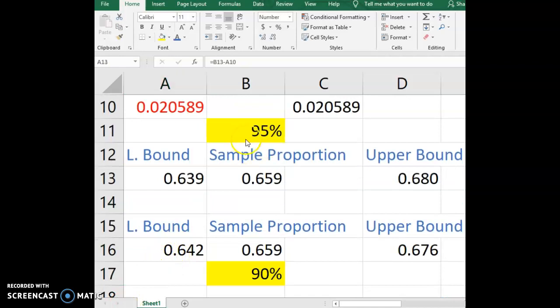So now if we want to compare these two confidence intervals to each other, we notice the 95% confidence interval is wider. It has a larger upper bound and a lower bound, so it has a wider range of numbers. And that should make sense. The way we are more confident that our interval actually does contain the population proportion is by including more numbers in the interval. We have a wider range of possible values, so we're more likely that the actual population proportion does lie somewhere within this range of numbers, so we can be more confident.